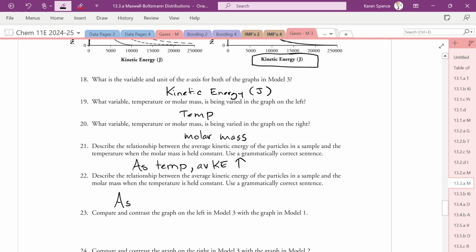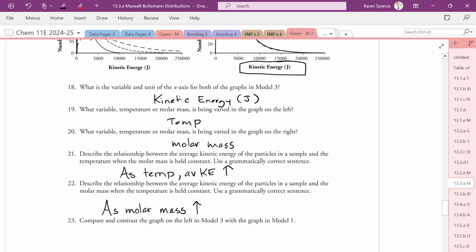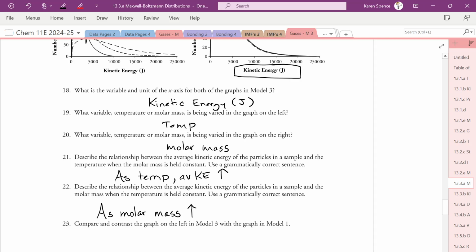As molar mass increases, kinetic energy stays the same.